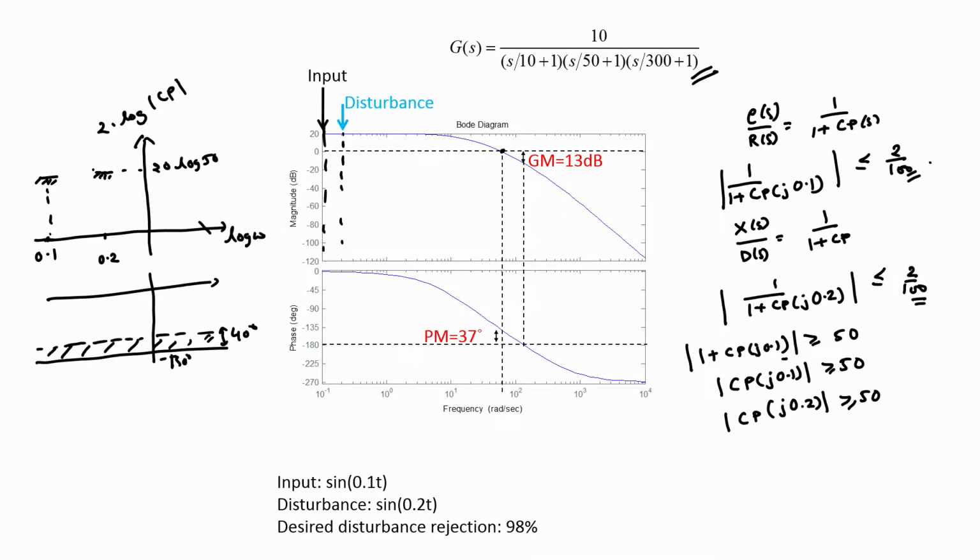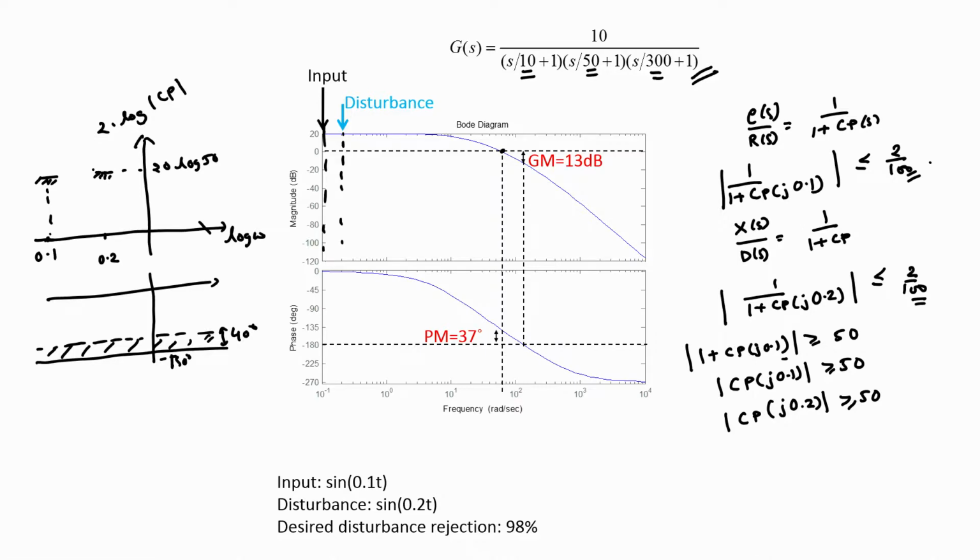If we pay attention to these frequencies, we note that both 0.1 and 0.2 radians per second are much less than the corner frequencies of the plant itself. The corner frequencies are at 10 radian per second, 50 radian per second and 300 radian per second. And the gain of the plant itself in the frequency range of 0.1 and 0.2 is obtained by setting S equal to j omega.